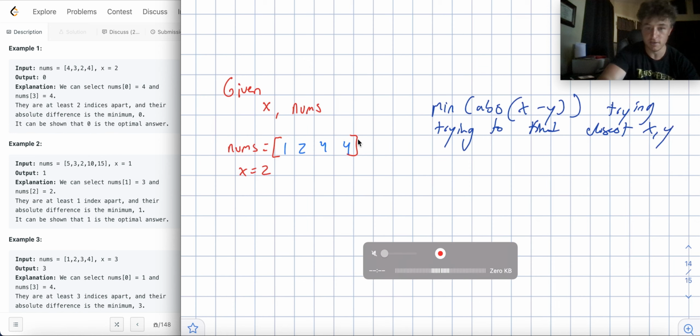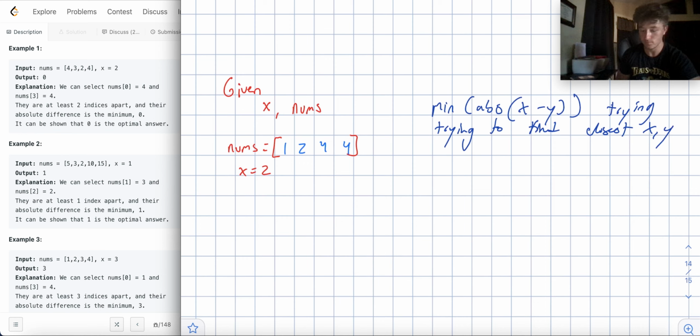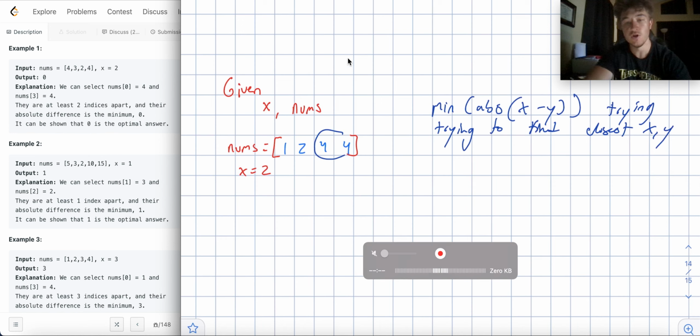So the closest thing to 4 is another 4. So you might be inclined to say, oh, well, therefore I can pick these two. And these two 4s together will result in the minimum difference. 4 minus 4 is 0. I'm good. But the constraint here is this x equals 2.